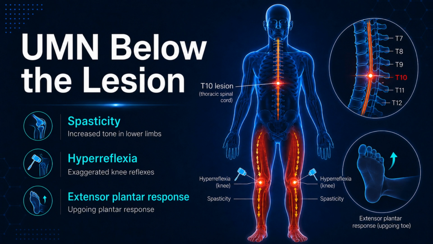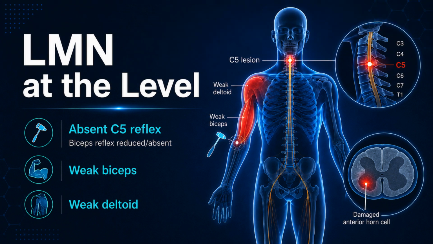When the spinal cord is damaged, the motor pathways traveling from the brain to the body are interrupted. This causes upper motor neuron signs below the level of the lesion. These include spastic weakness, increased reflexes, clonus, and an extensor plantar response. At the exact level of the spinal cord lesion, the anterior horn cells or exiting nerve roots may be affected. This can produce lower motor neuron signs at that level, such as focal weakness, reduced reflexes, and sometimes wasting.